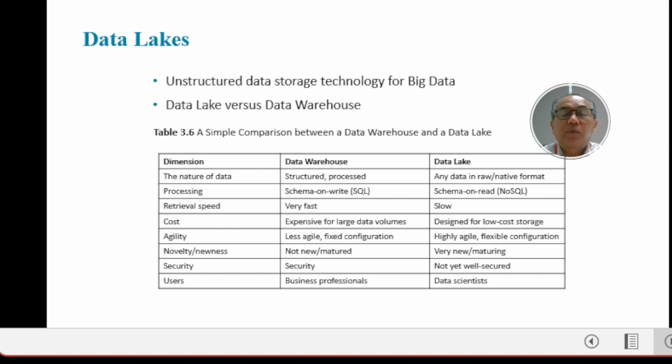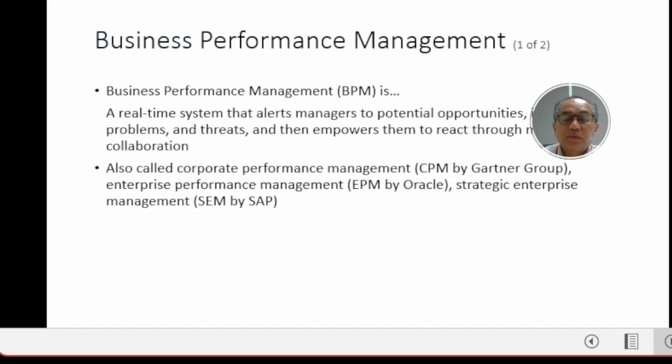Compared to a data warehouse, which is structured and processed, in data lakes any data can be put in. So there is NoSQL, not only SQL. The retrieval will be a little bit slow because it is not structured.